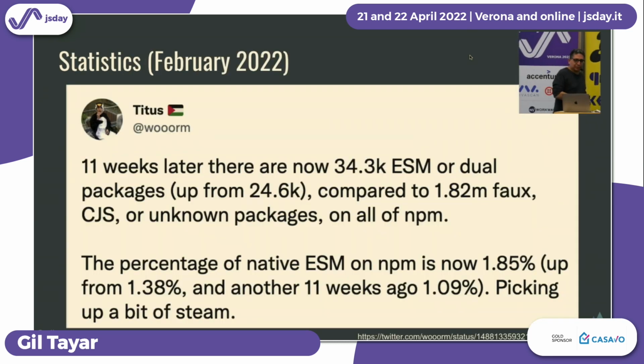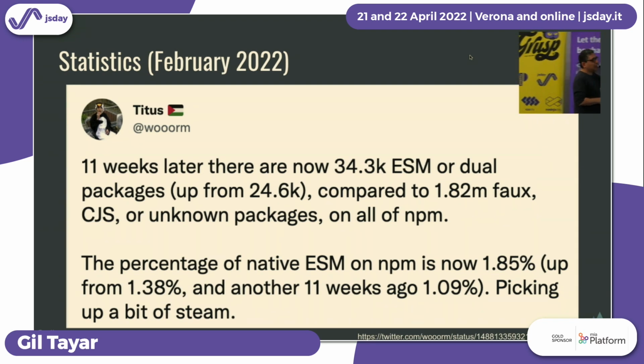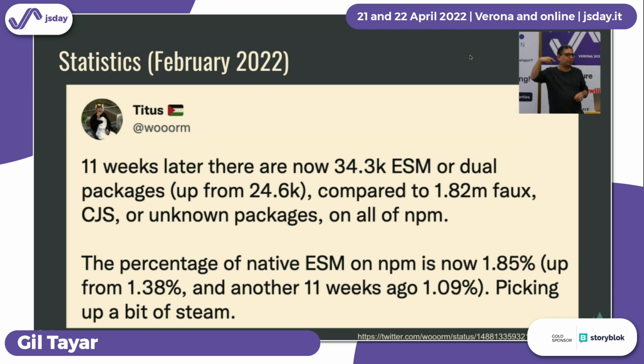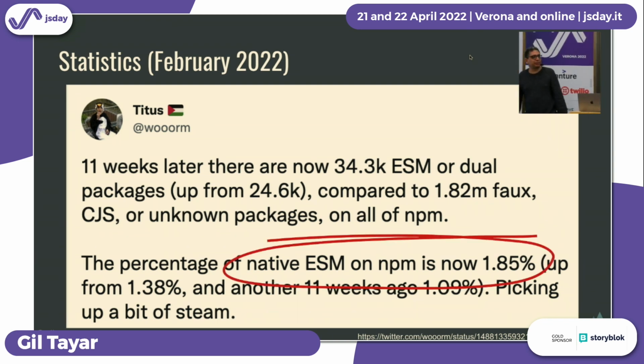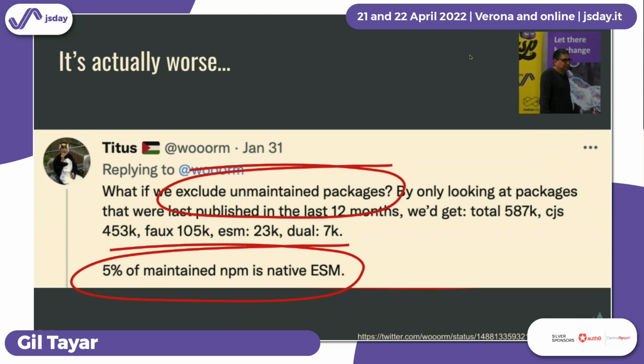Yeah, right. Statistics, and these statistics are amazing. Another guy, Titus, he does MDX, a lot of packages also, pure ESM, but every couple of months he checks how many pure ESM packages there are. So the percent of native ESM is now 1.85% of NPM. But it's worse than that. I love putting fear into the hearts of people. What if we exclude unmaintained packages? So let's take packages that were maintained in the last year, like real packages that are used. Okay, 5% of maintained NPM is native ESM.